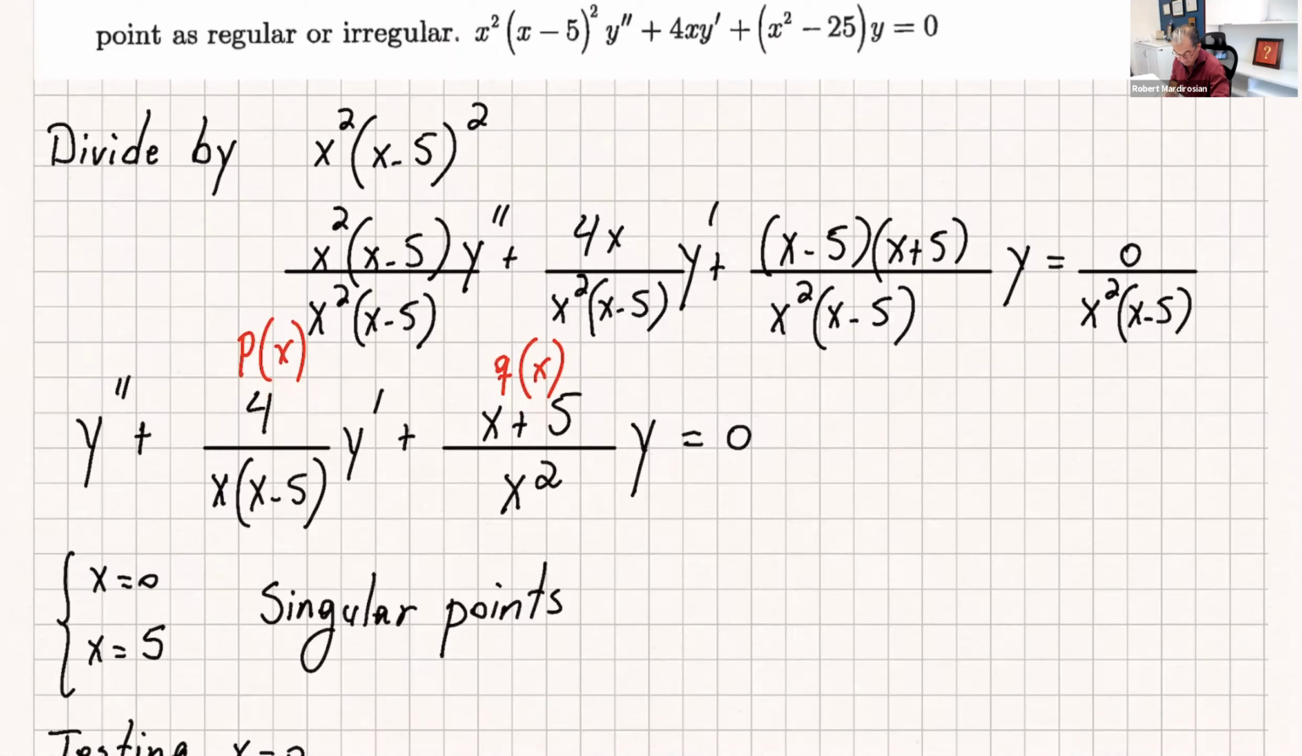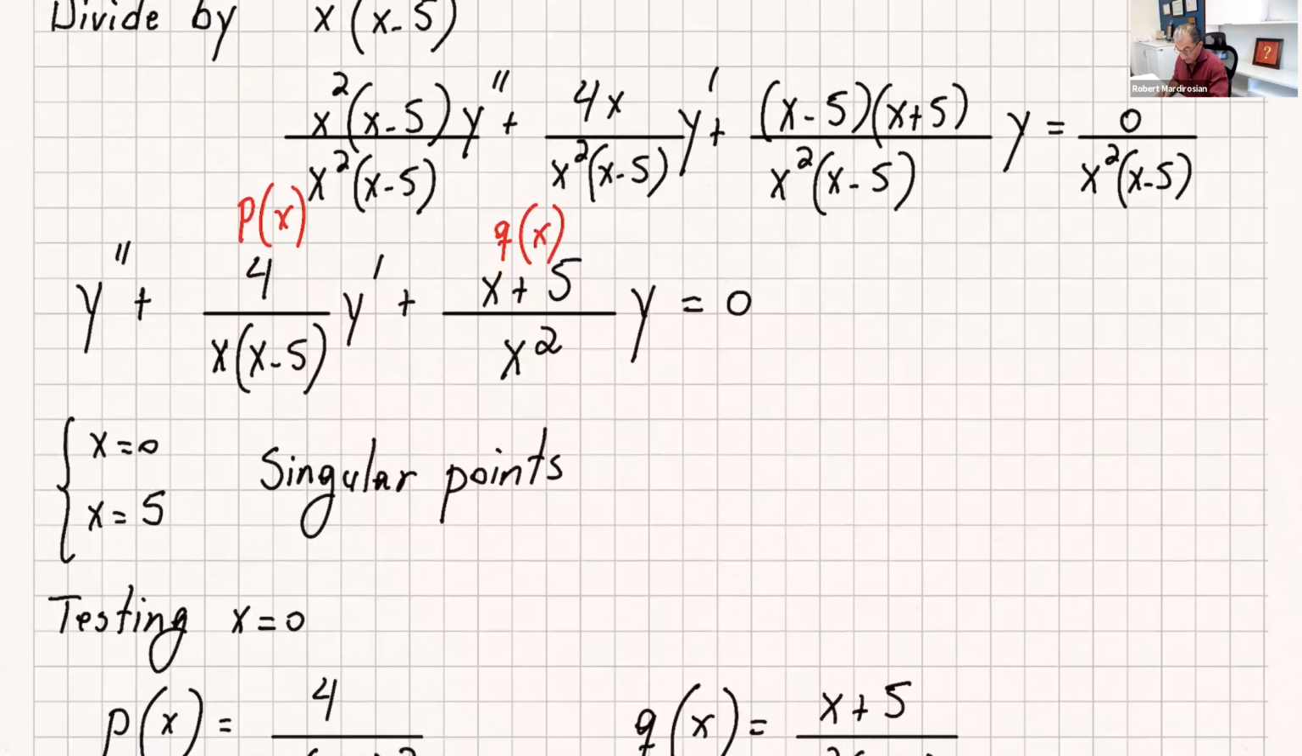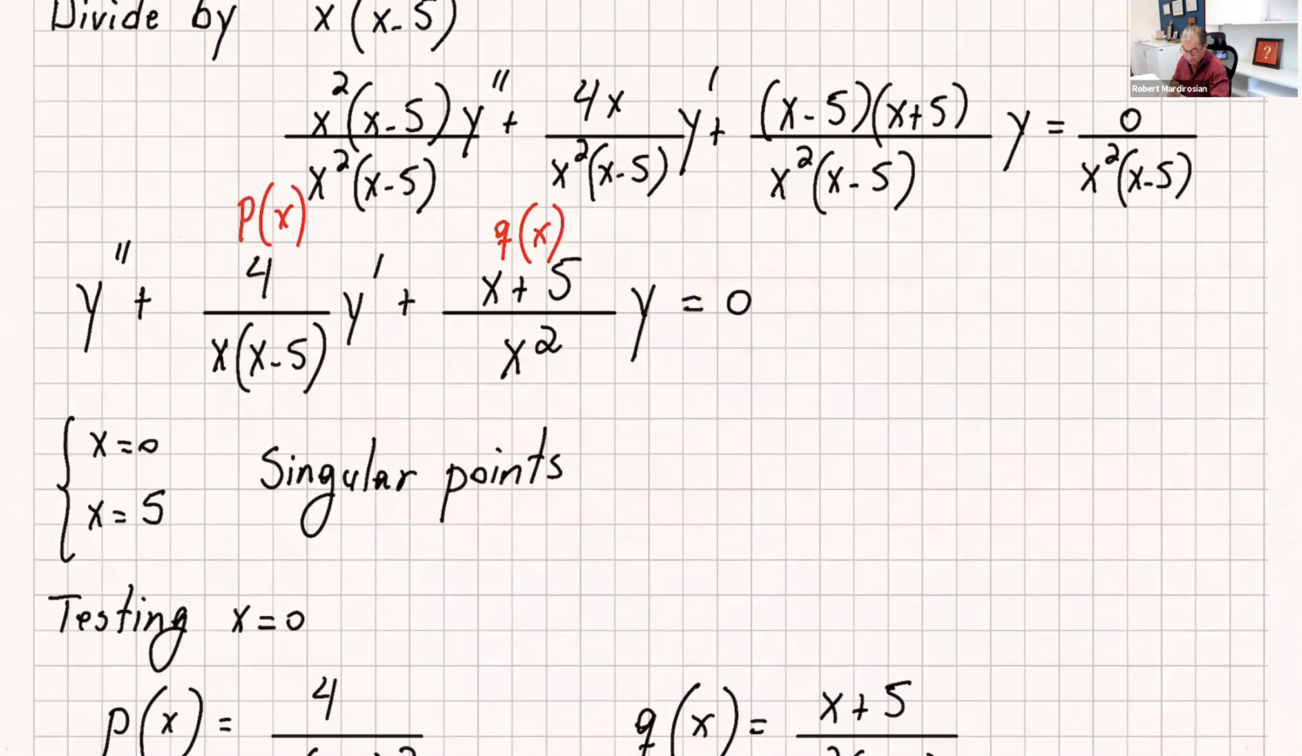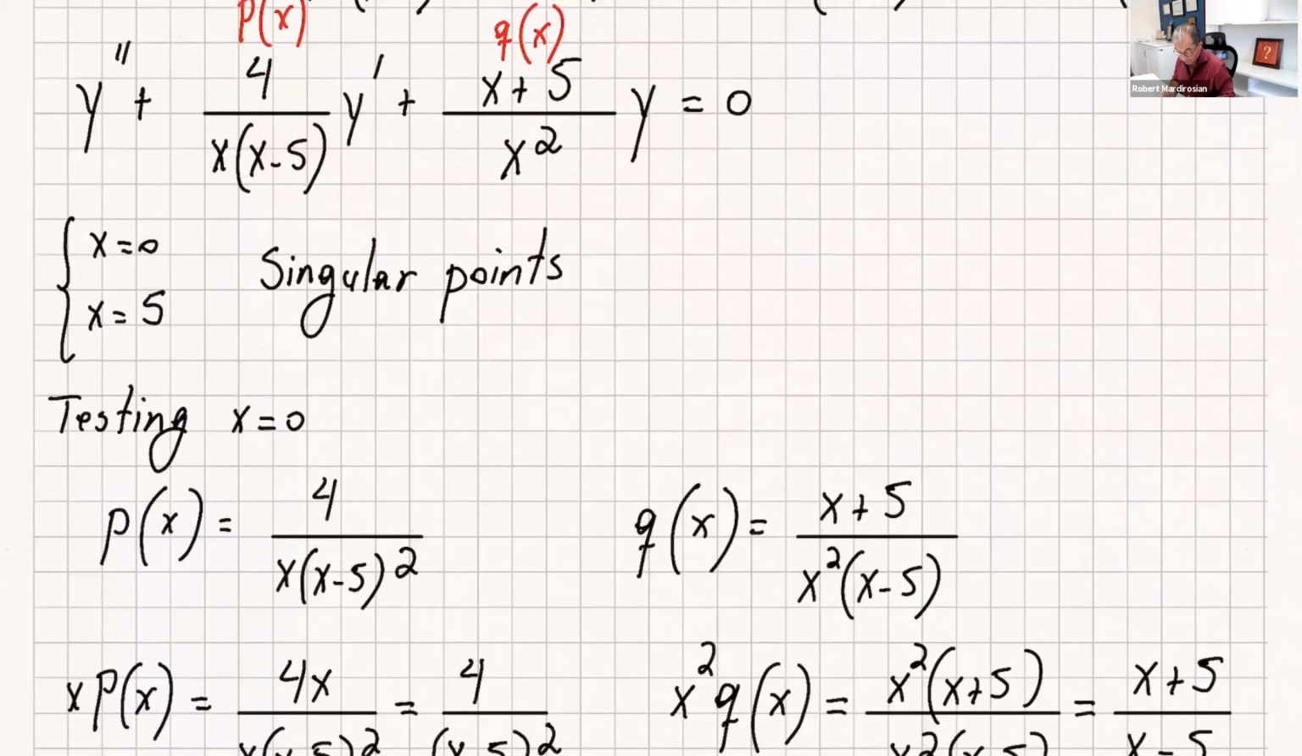That's a simple simplification. If you do that, P of x is 4 over x times (x minus 5), and Q of x is (x plus 5) divided by x squared. So P of x is not defined at x equals 0 and at x equals 5, so 0 and 5 are singular points. Now let's test to see if they're regular or irregular.